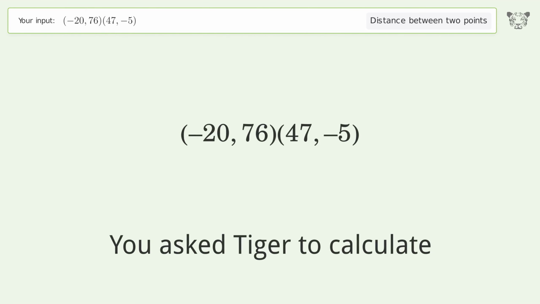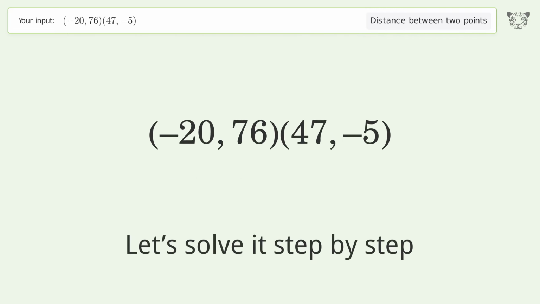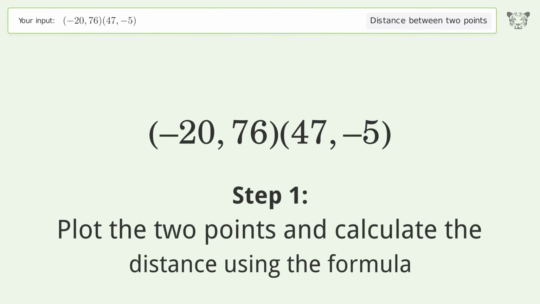You ask Tiger to calculate. This deals with the distance between 2 points. The distance between the 2 points is the square root of 11,050, or 105.119. Let's solve it step by step. Plot the 2 points and calculate the distance using the formula.